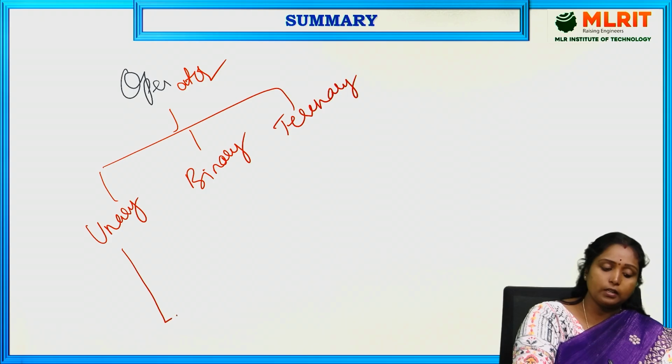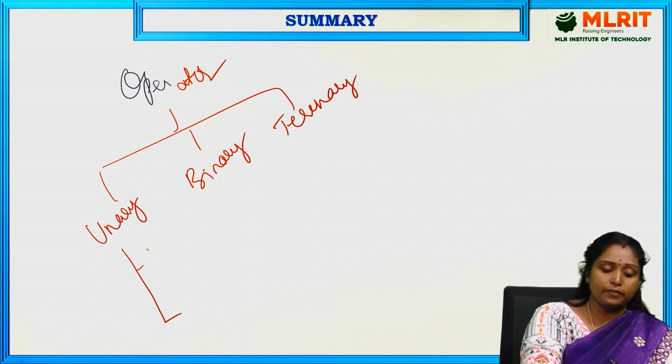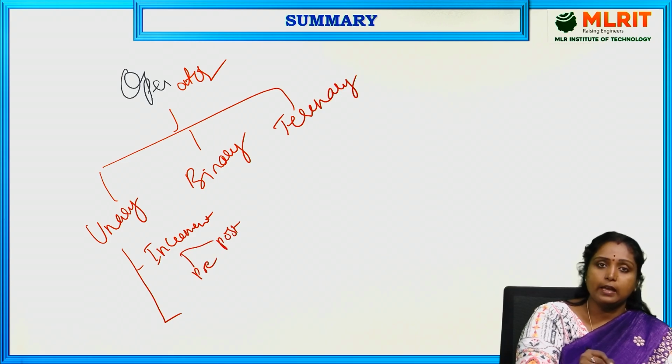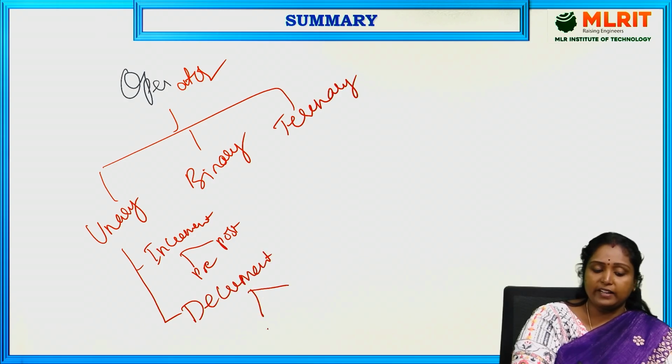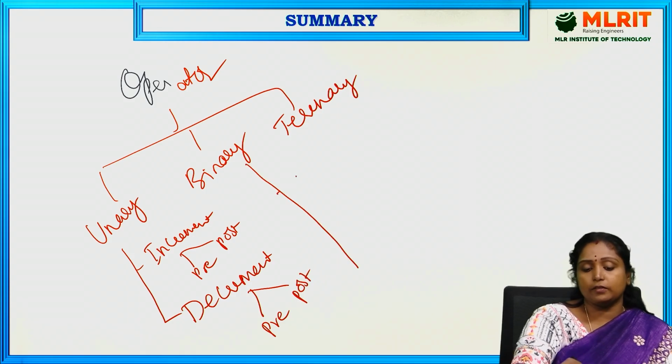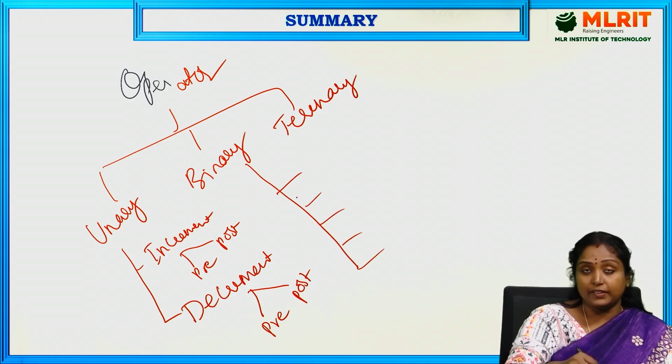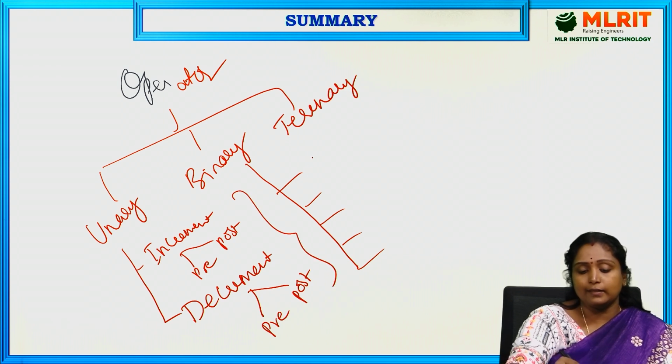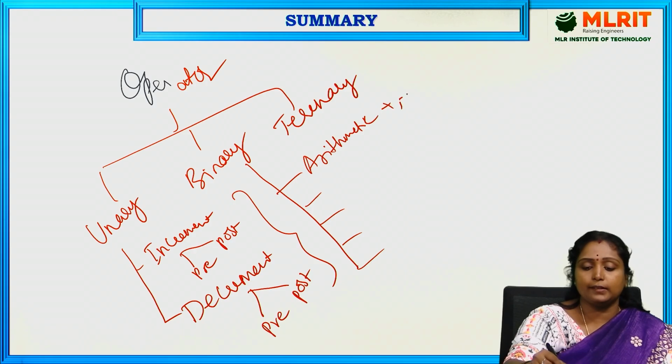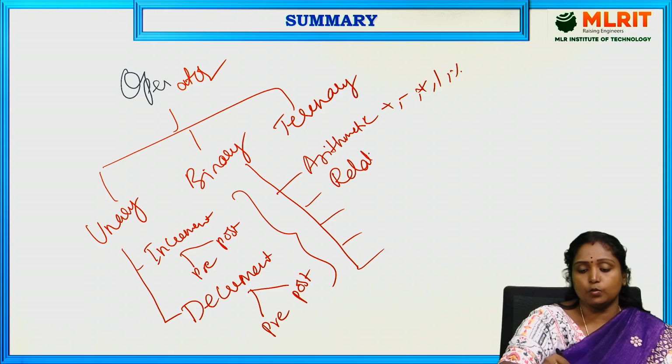In unary operators, we have seen the increment operator, later divided into pre-increment and post-increment. Similarly, we have seen the decrement operator, divided again into pre-decrement and post-decrement. Similarly, binary operators were divided into five. We have seen arithmetic operators, which are plus, minus, star, slash and modulus.